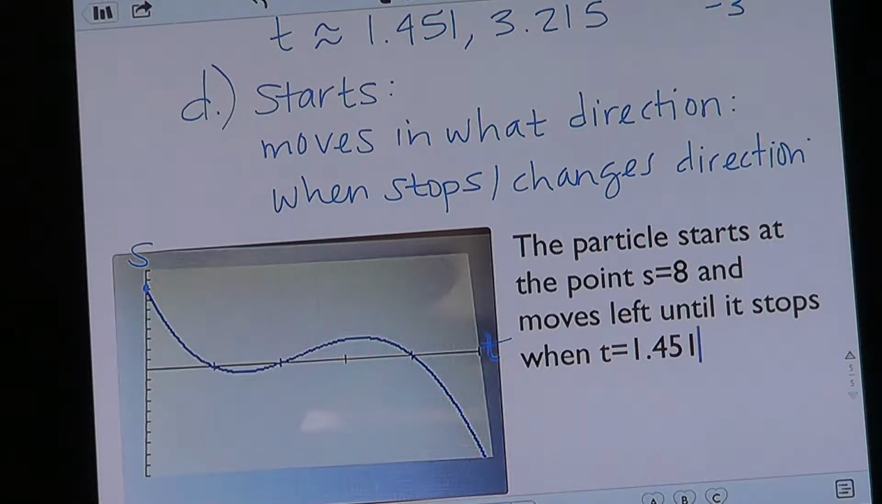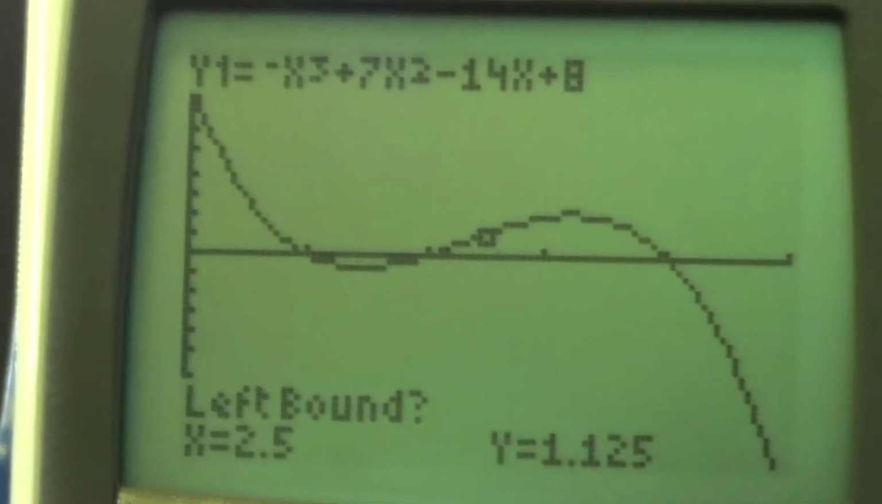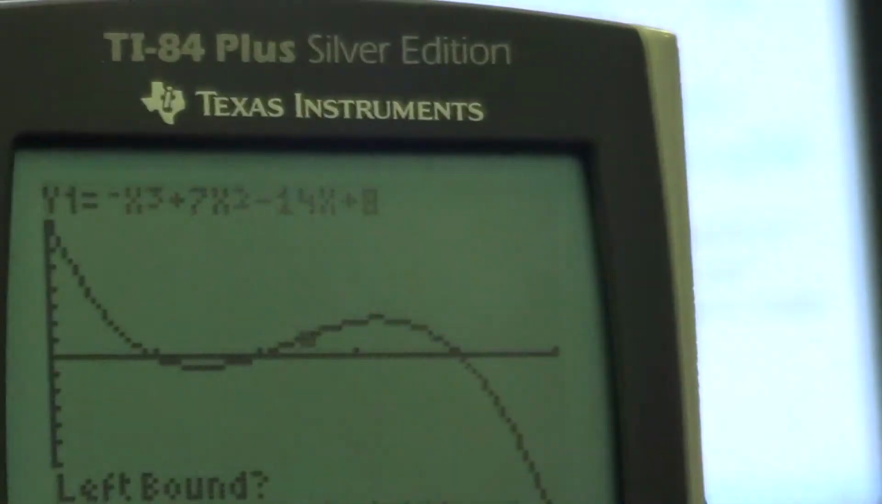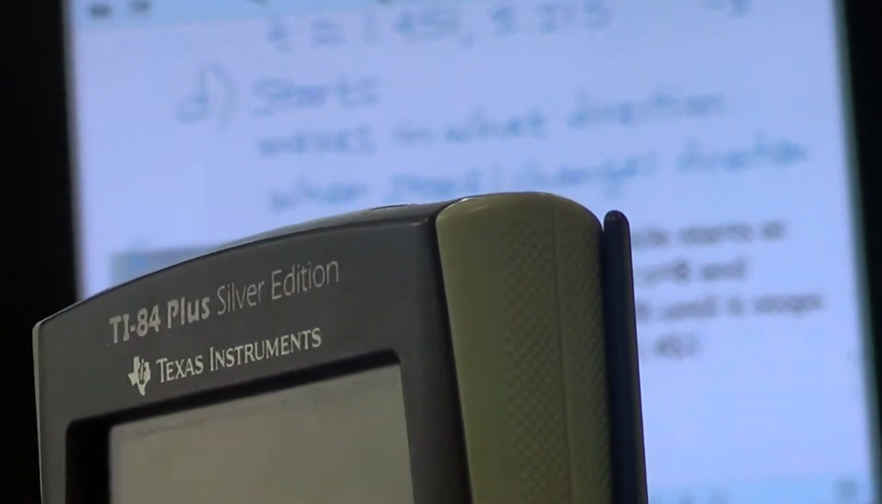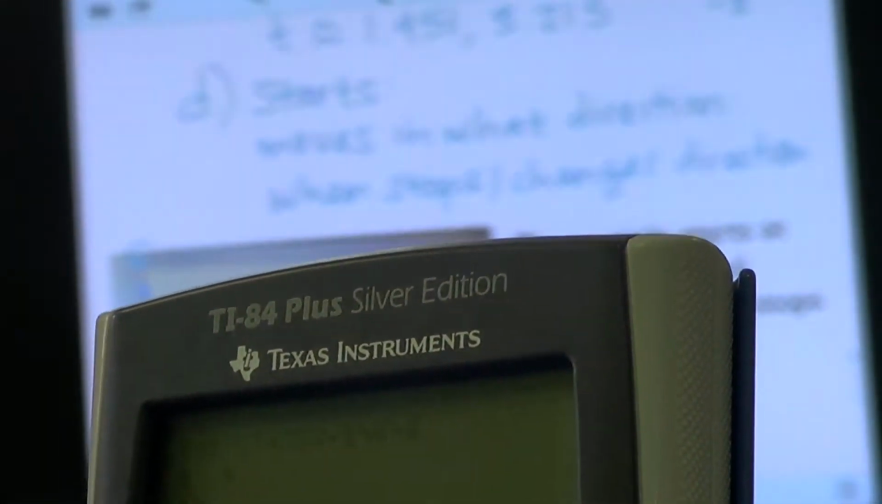And if you guys remember how to find the minimum on your calculator, if you go to second calc and go down to number 3 where it says minimum and hit enter, and then you scroll over to the left part of the first curve, hit enter, and then the right hand part of the first curve, and hit enter, and then hit enter again. It should give you the y value at that point.